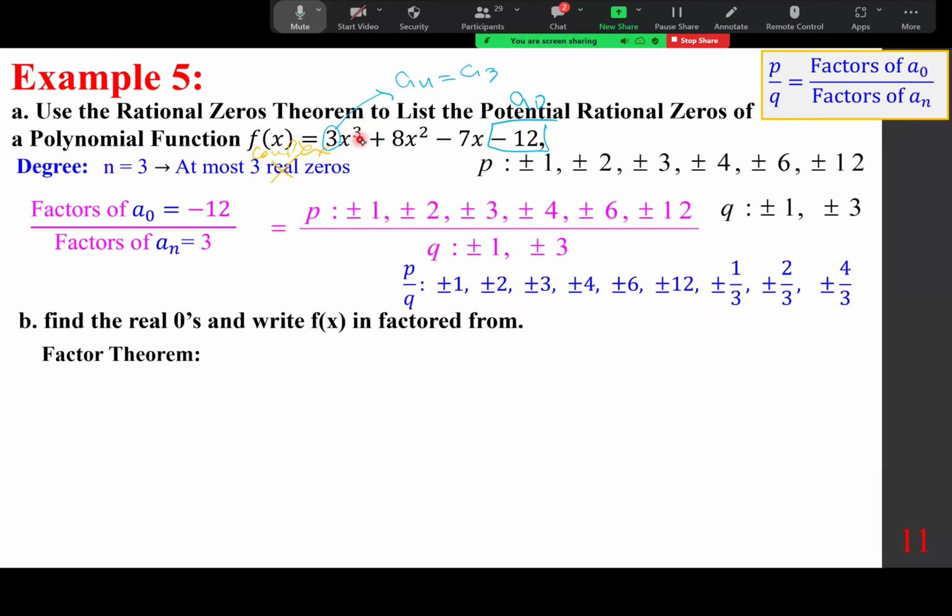So let's look at the factor theorem. If we plug in -1, everybody, again, I don't want to go through checking all of it, but the idea is that you have to plug in 1. And I hope you see that 1 gives you 3 plus 8, 11, minus 7, 1 minus 12 is minus 11. So 1 doesn't work. I hope you see that.